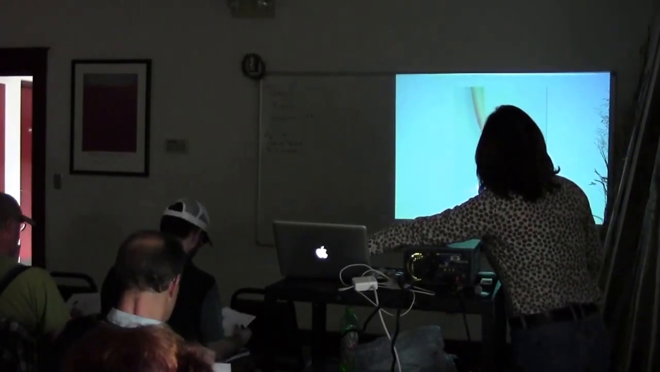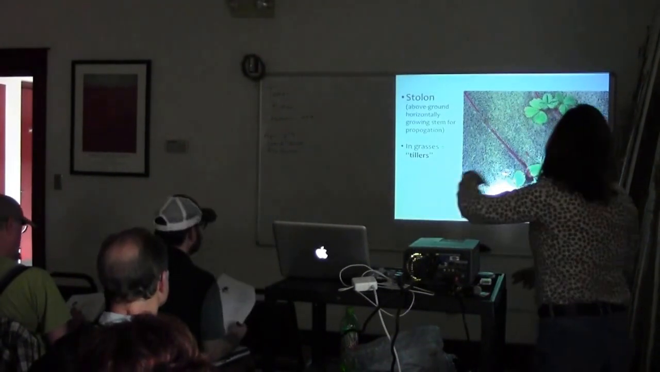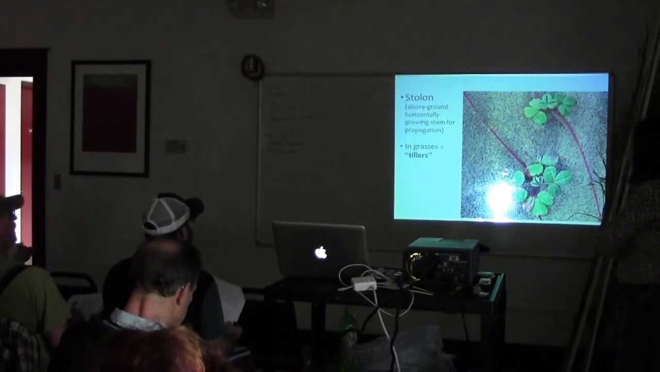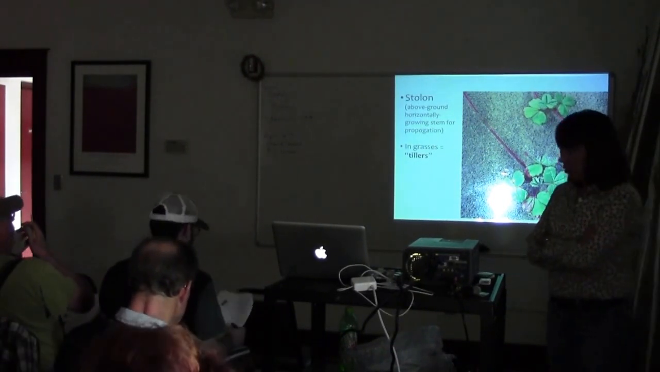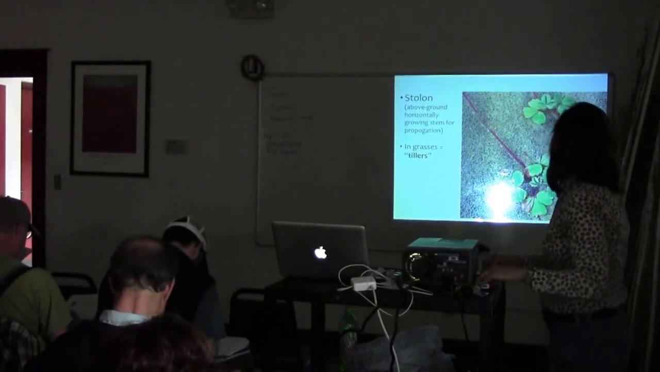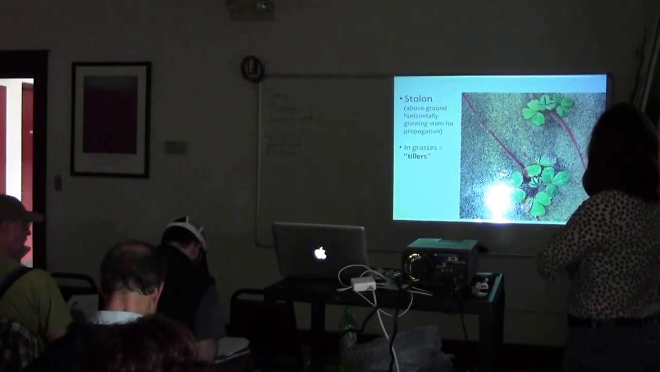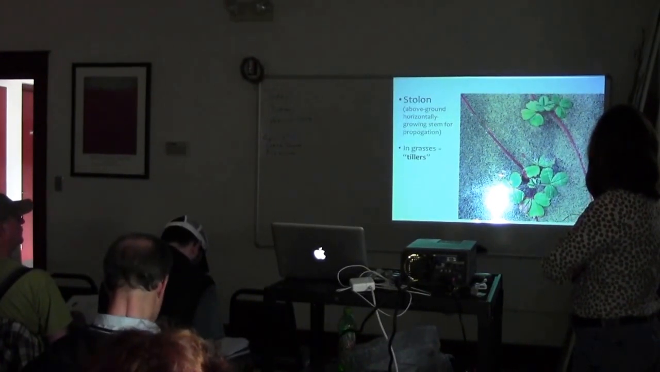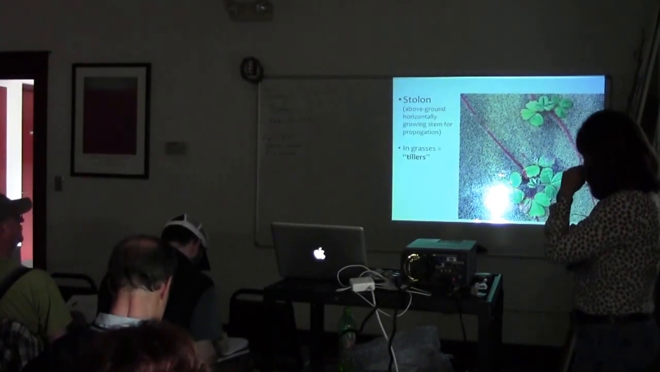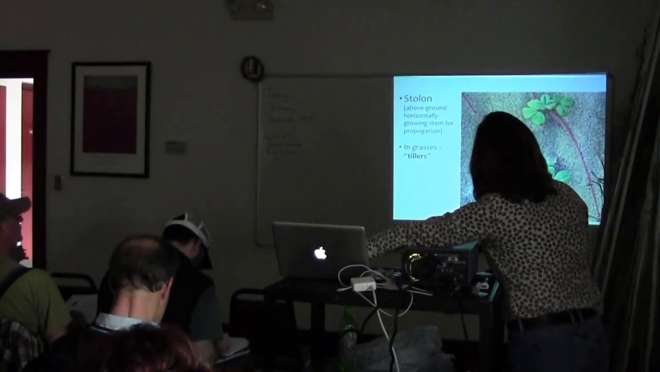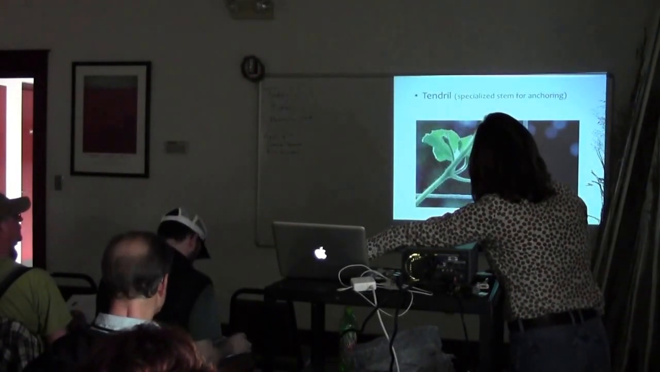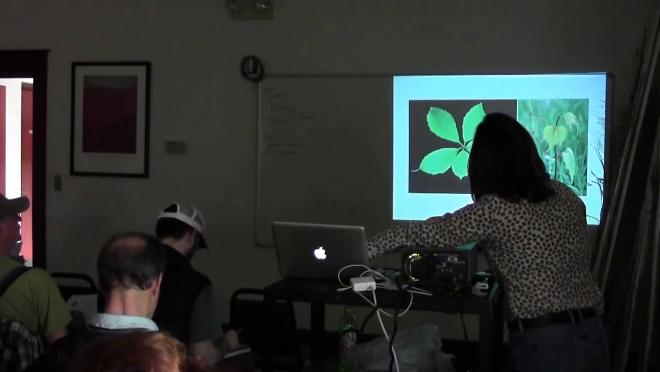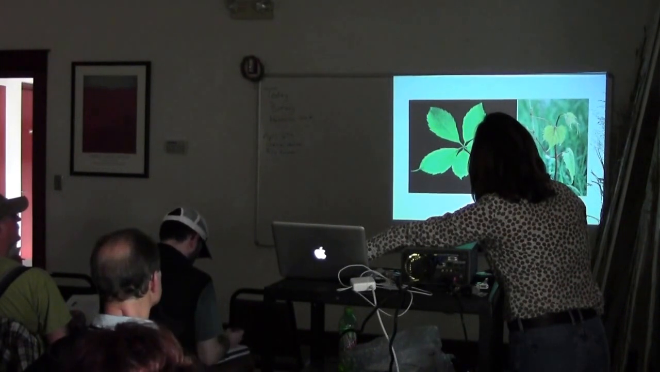All right, there's another one. Okay, this is where the tillers are. Okay, a stolon is an above ground growing stem used for propagation. And so, what plant is that? Strawberry. Yeah. That's what the plants use, the tillers. A tendril, a modified stem for anchoring. Or the Virginia creeper or grape, it's a modification of the stem.